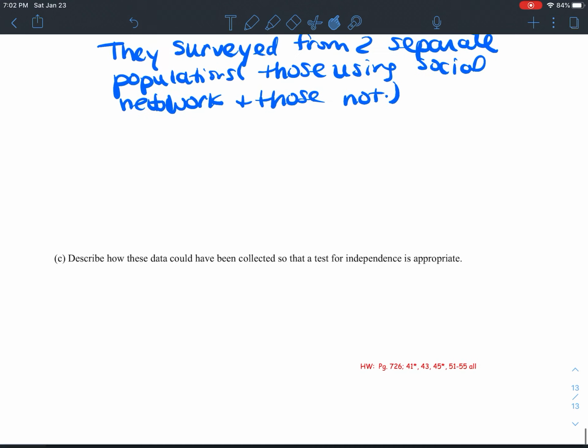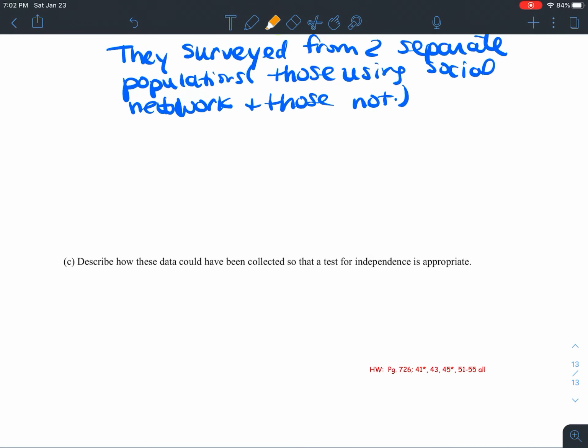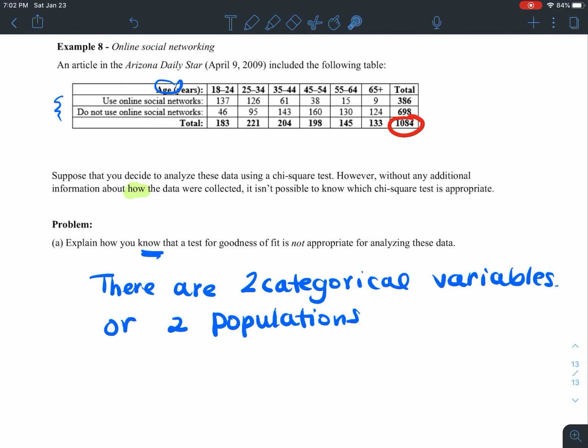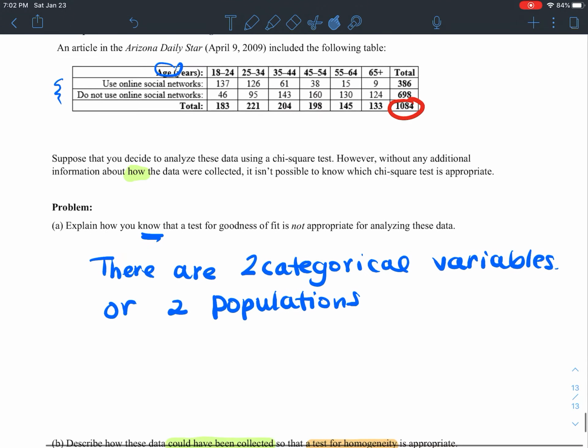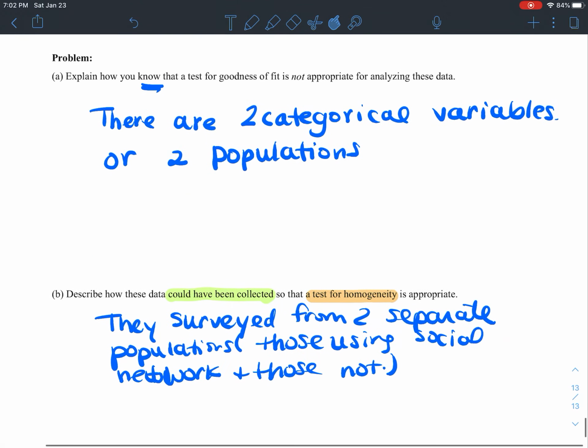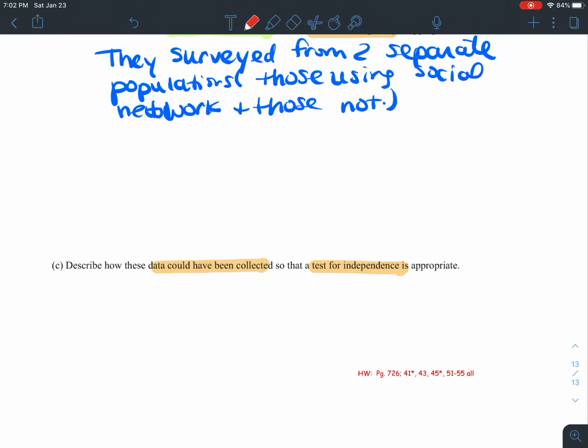If they collected it in that way, it would definitely be the chi-square test for homogeneity. Now this last part down here, part C, is asking, describe how the data could have been collected so that you would be using the chi-square test for independence. Well now, if I look back up here, this has to be only one sample. So if that were the case, I would assume that they would have just pulled 1,084, maybe like U.S. adults, and then from those adults, they would split them into these categories by age and see how they fell also into these different social networking sites. But it would just be one group.